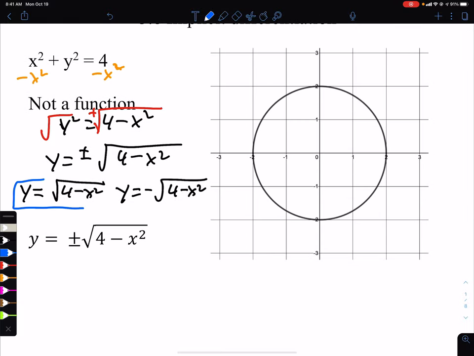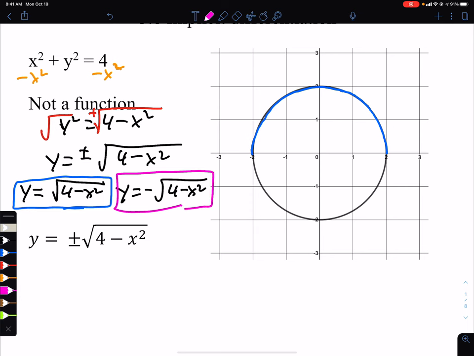Well, this first part right here, you should notice that the square root is always positive. So when you graph that, you only get the top half of this graph. It's never negative, so it's always positive. You only get half of the circle. That is actually a function because for each x value, there's only one y value. It doesn't cross anywhere twice. And then we have the second function here.